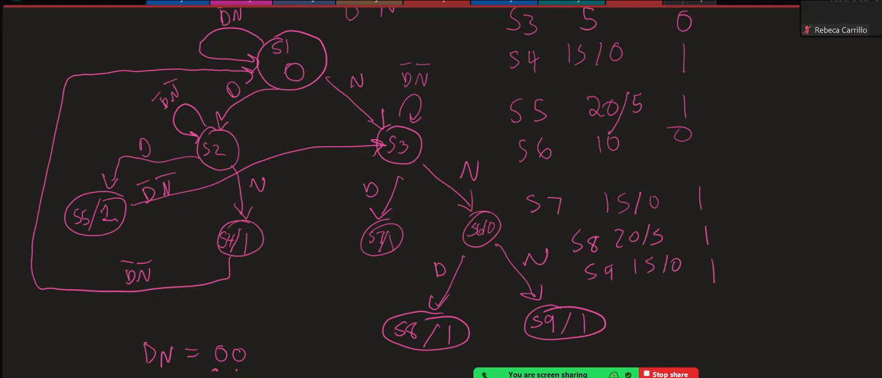S8 also has 5 cents change, or does it have 0 cents change? No, you're right. It was 20. Nickel, dime, for 20, you only get 5 cents. Okay, so I did not label these right, but that's okay. So for no dime, no nickel, it is going to go to S3. S9 has 0 cents change, so no dime, no nickel, that'll go to this one.